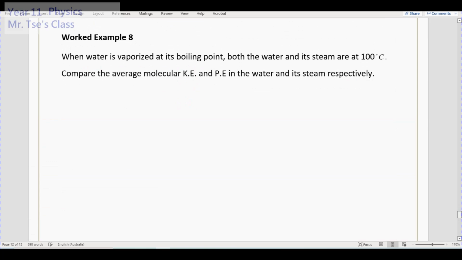So the last example is about water vaporizing. Vaporize just means liquid to gas under heating.